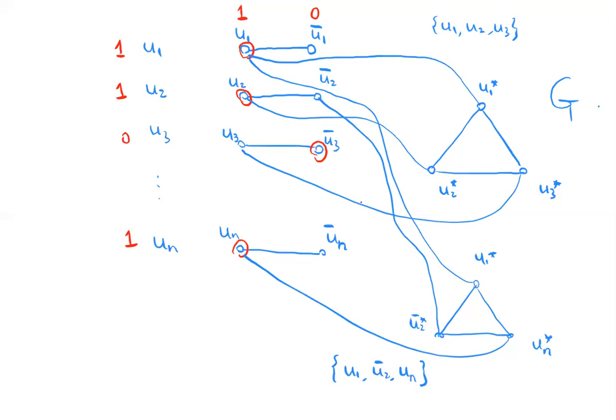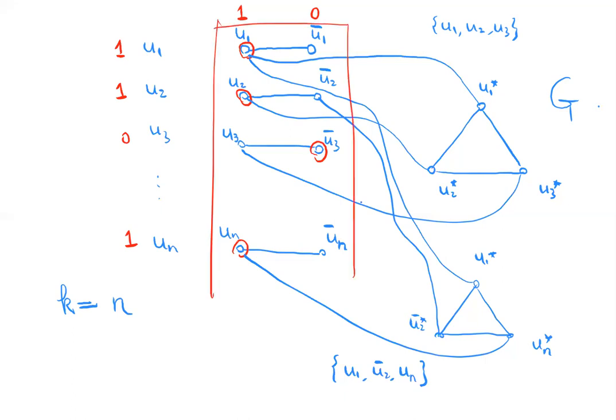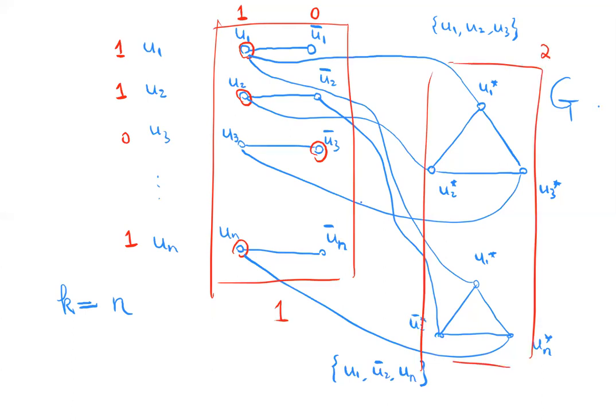All right. Now we need to set the value of k. What is the value k? For each Boolean variable, there is exactly one vertex. So it's n here. So this part is only n vertices, one each. For this part, two each. For each triangle, we use two. So it will be n plus 2m. m is the number of clauses.